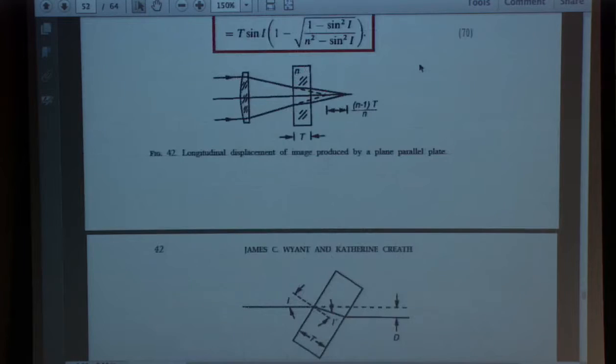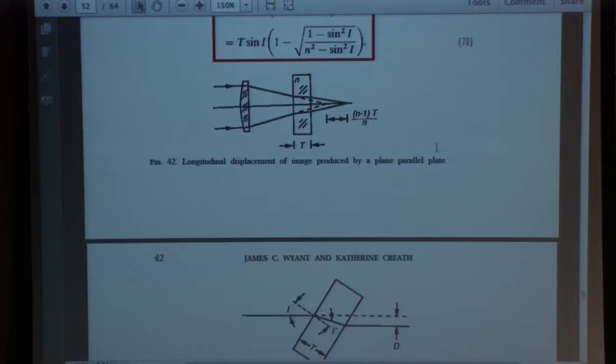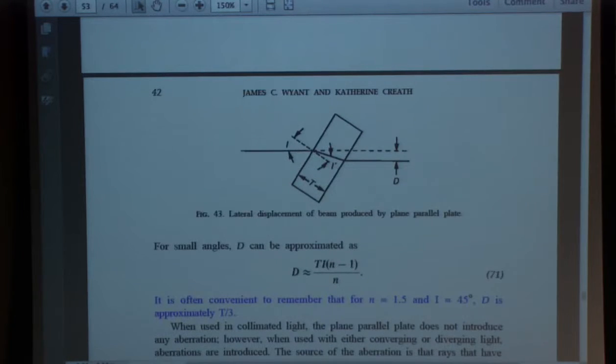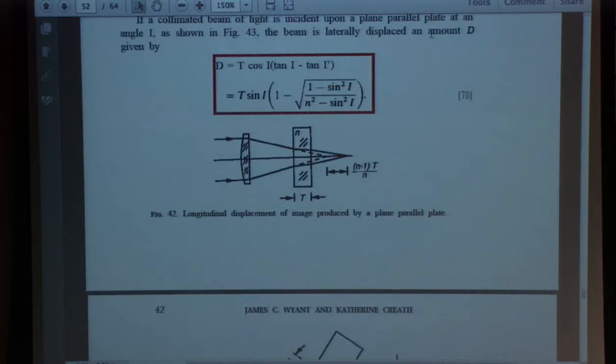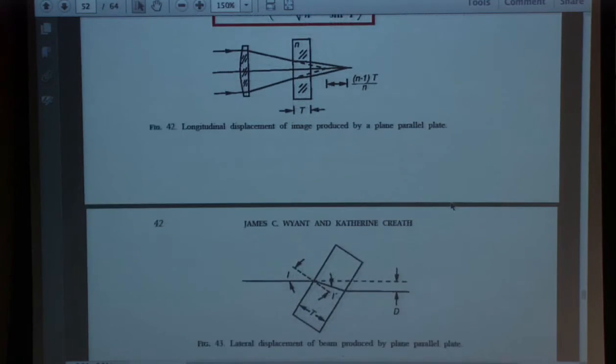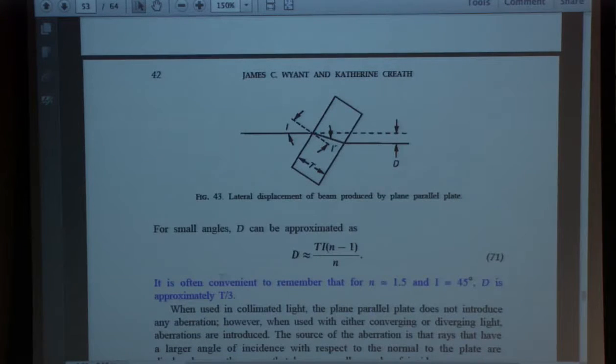And for small angles, you could take this mess here, and it becomes T(n minus 1)/n. But I don't know, now everyone has a computer. Why worry about small angles? Calculate what it really is. It turns out here there's something that's kind of useful.